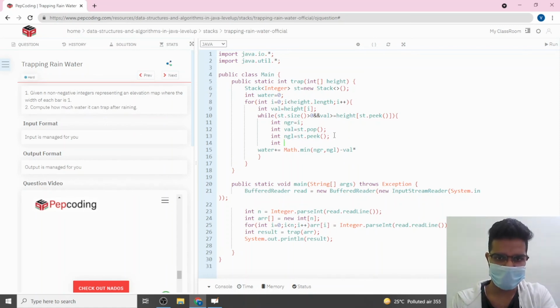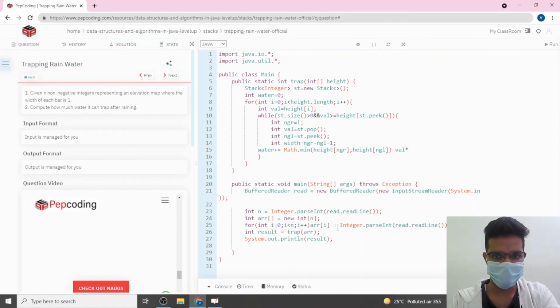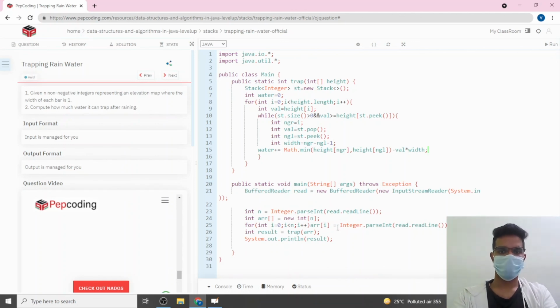So int width is equal to next greater right minus next greater left minus 1. Also here, we have to extract the value, right? So height[ngr], next greater right, to get the value, and height[next greater left], minus my height, into width. Perfect. So this is our code.